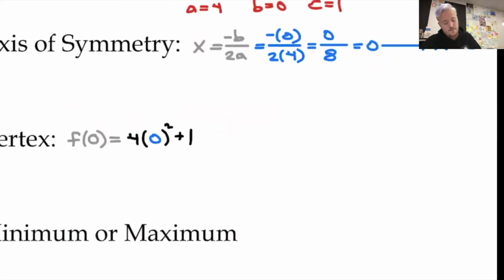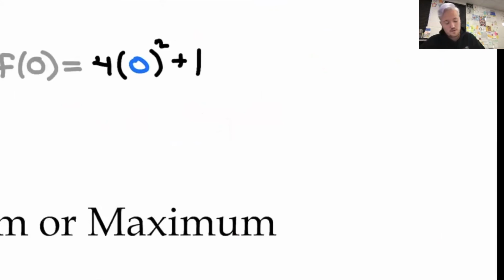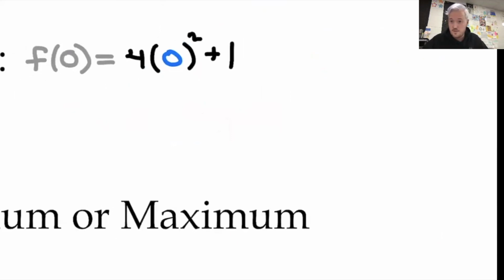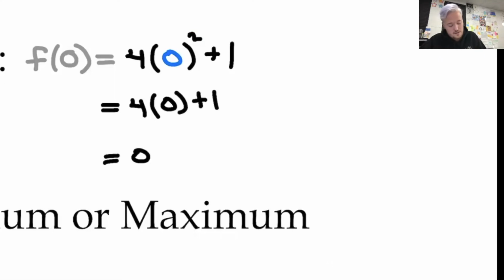All right. So keep in mind, you can do these by hand or you can solve these on the calculator. It's really up to you. Some of these I will say may be quicker by hand. Some of them will be quicker on a calculator. So 4 times 0 squared, which is 0, plus 1. Anything times 0 is 0, plus 1, which gives you 1, which means your vertex is 0, 1.